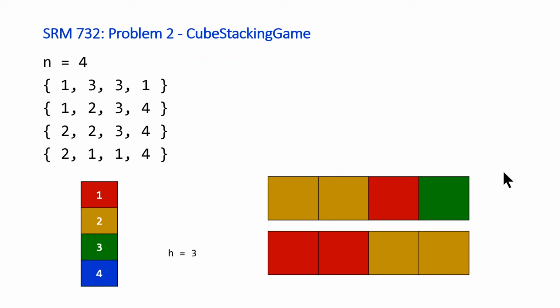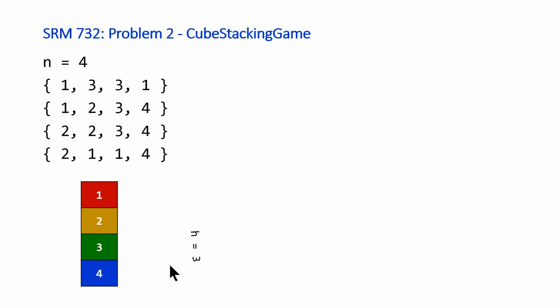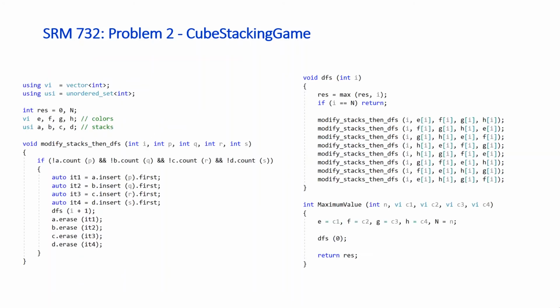So if you continue to do this algorithm, this depth first search, you'll end up with your global answer h equal to 3, which is the answer for this problem. So let's take a look at a couple different solutions or ways to implement this algorithm.